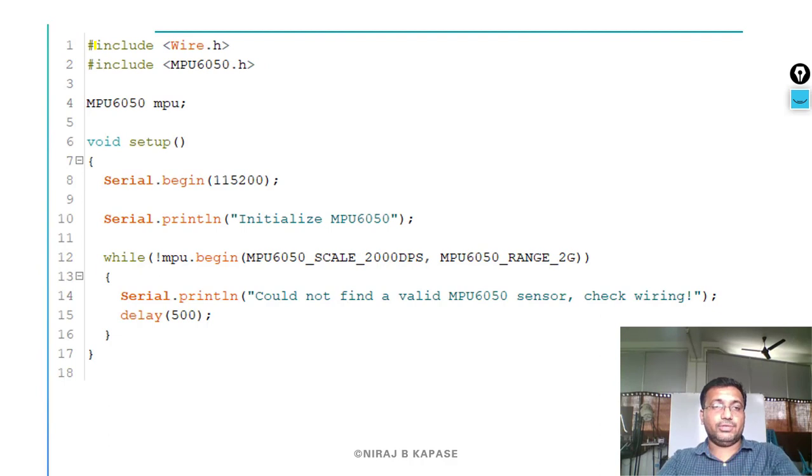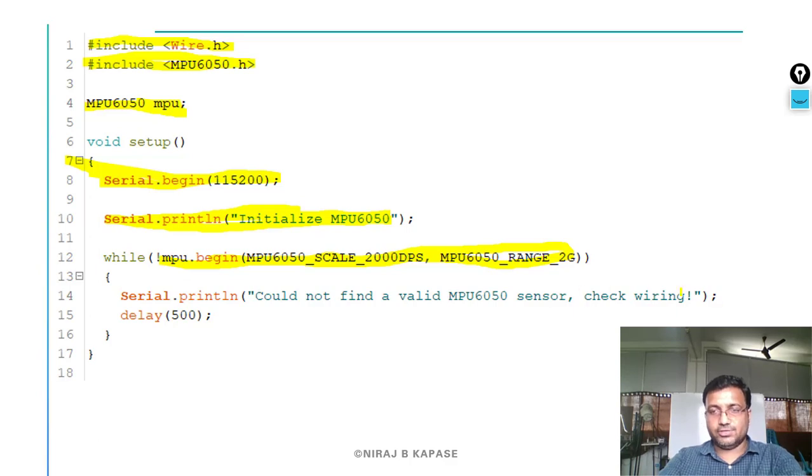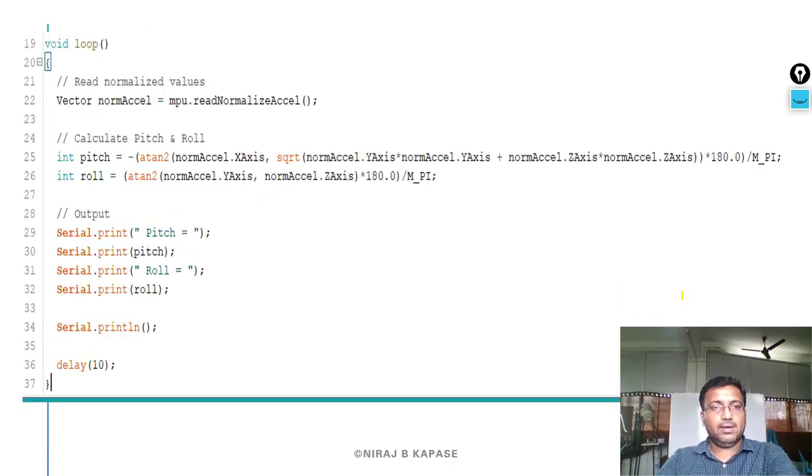This is the MPU 6050. Here is the code. We are using the Wire protocol. #include Wire.h, and the MPU 6050 header is included. Then we create an object, MPU 6050 is an MPU. void setup: Serial.begin 115200, it's a baud rate. Then we initialize the MPU 6050, Serial.println initialize MPU 6050. Then while not MPU begin, whenever we do not get any serial communication with the MPU 6050, it displays a message, could not find the MPU 6050, check the wiring, on the screen.